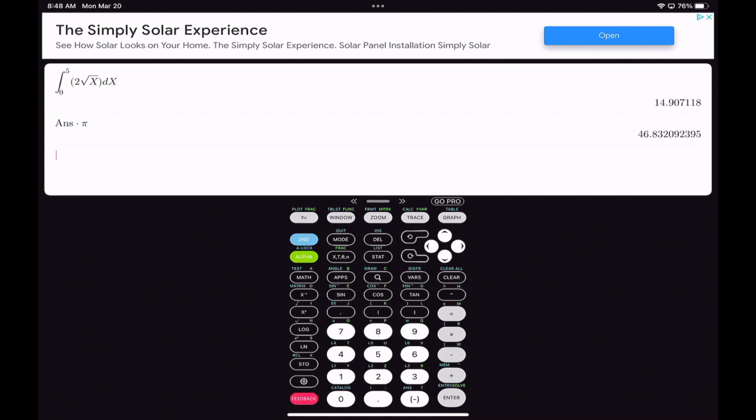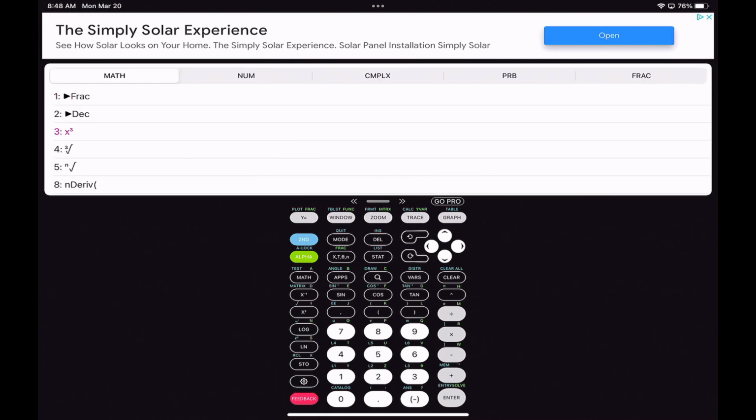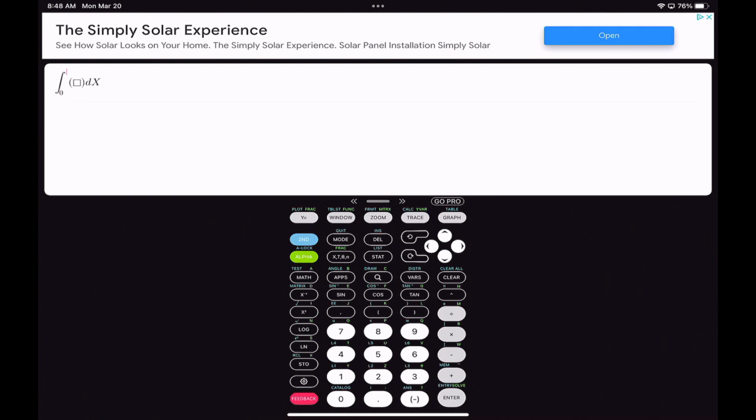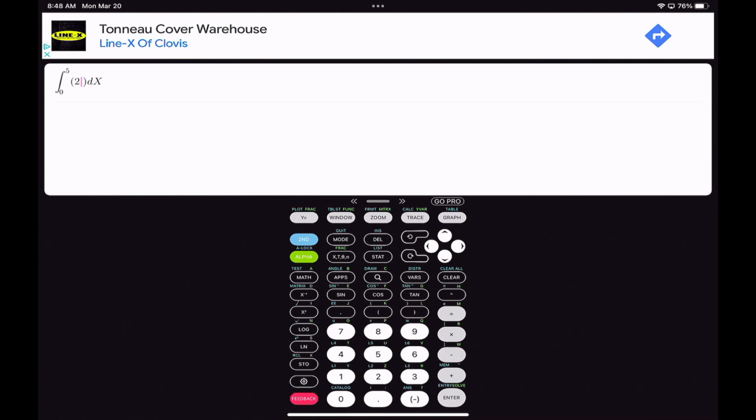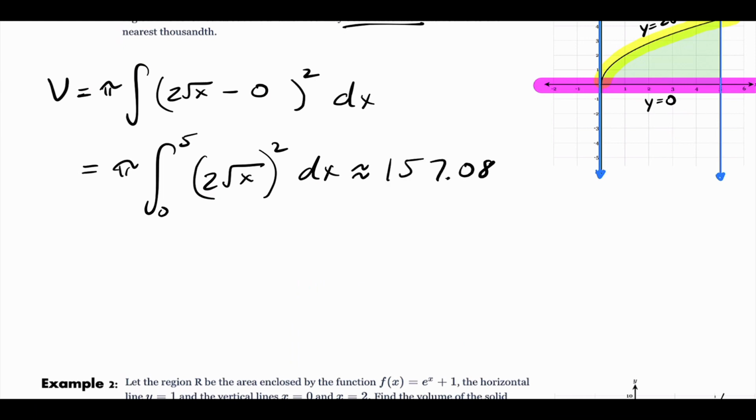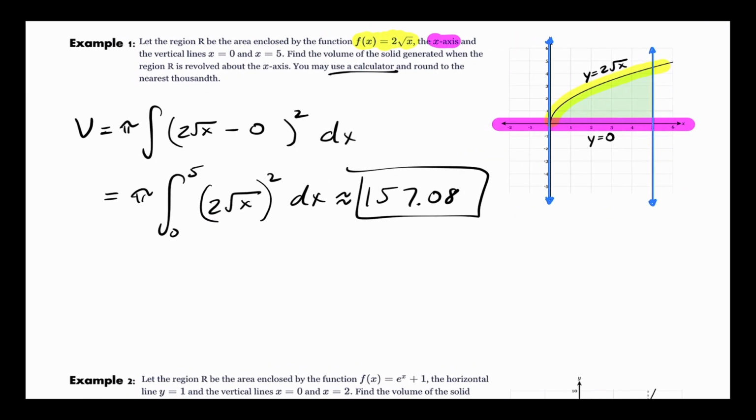Okay? Did you do something wrong? Oh, the squared. I forgot the squared, too. Yeah. That is a major thing. Yep. Thank you. Let me try this one more time. 0 to 5. 2 times the square root of x. Oops. Let me put some insert. Insert squared. 50 times pi. 157.0708. 157.08. They don't give us units, but it would be units cubed since it's volume.